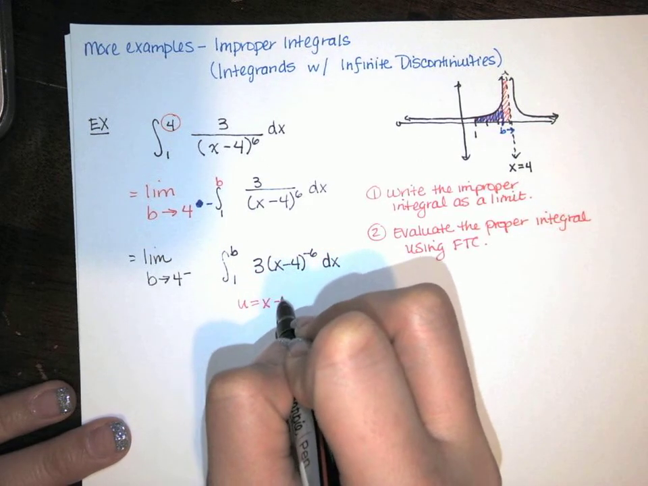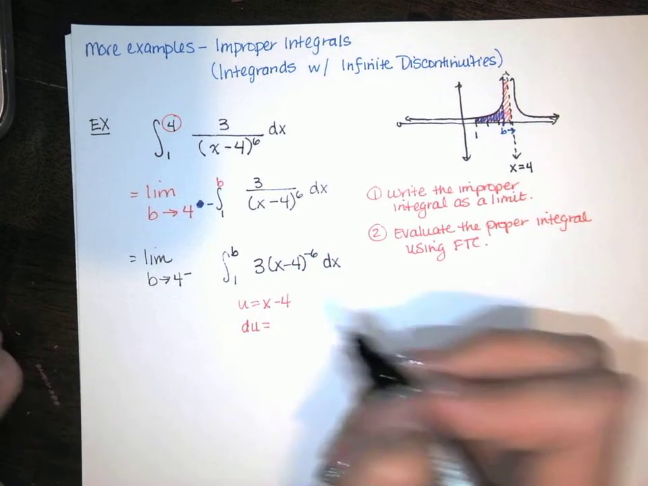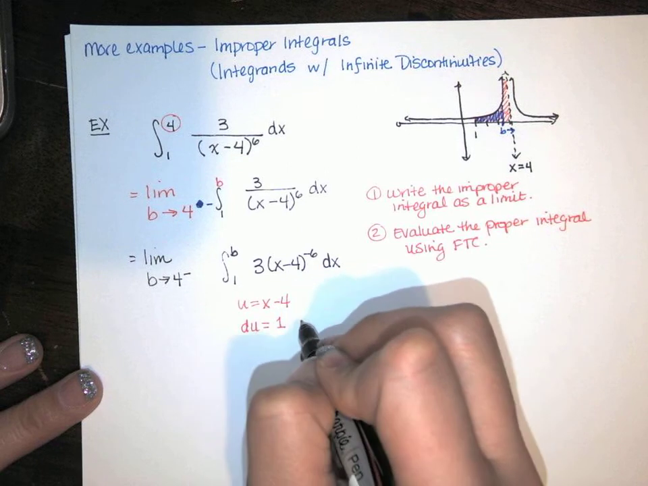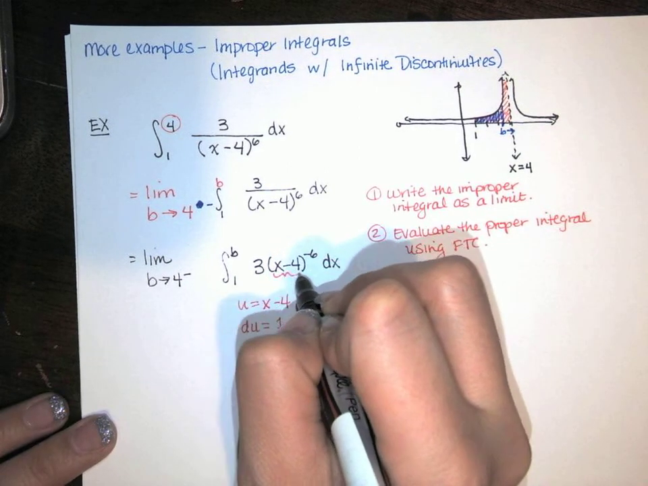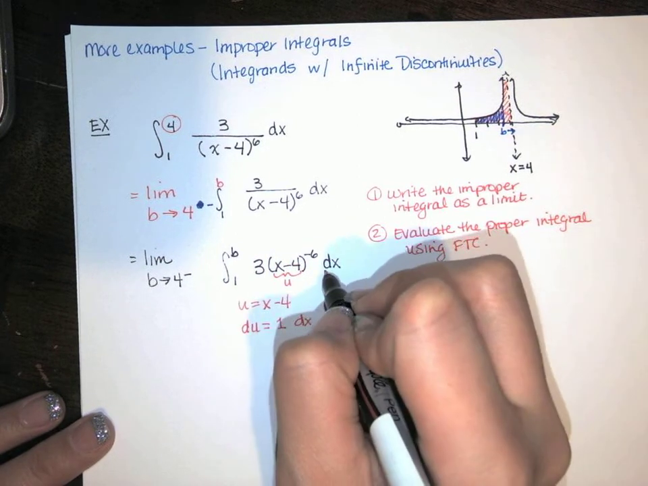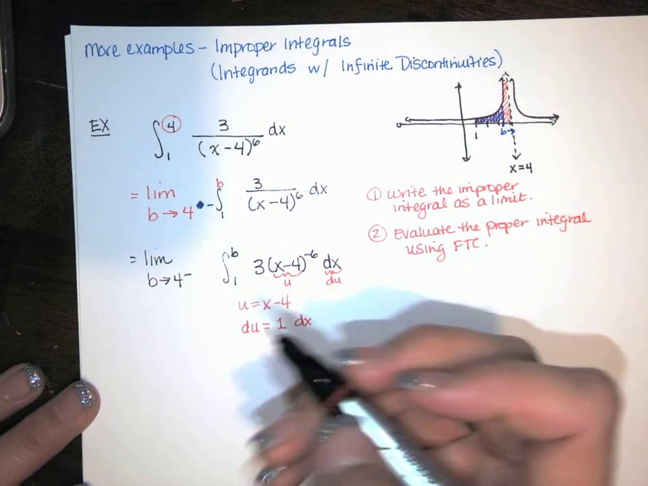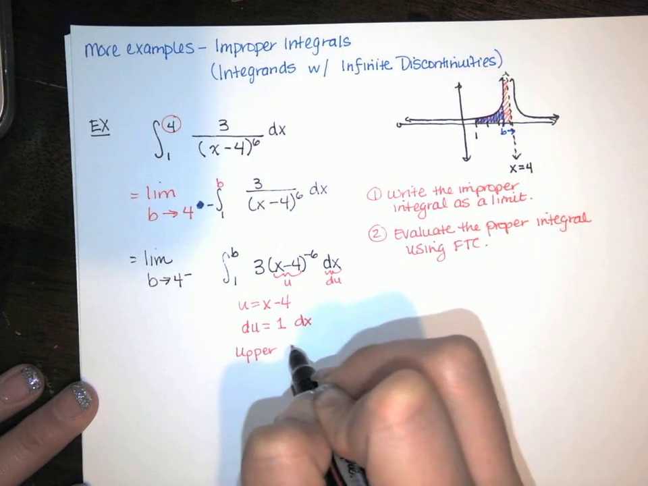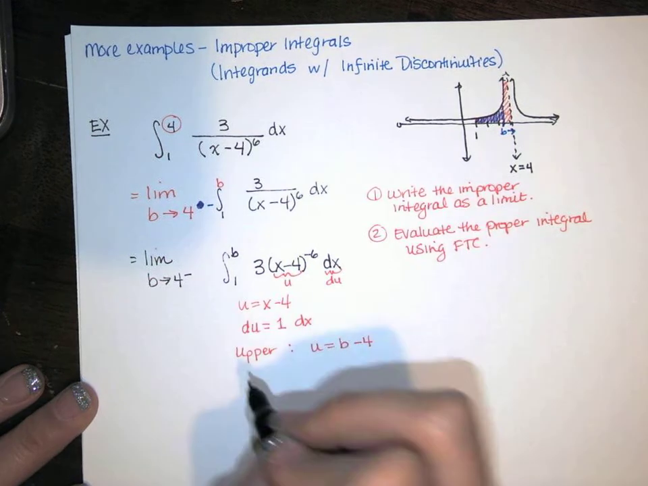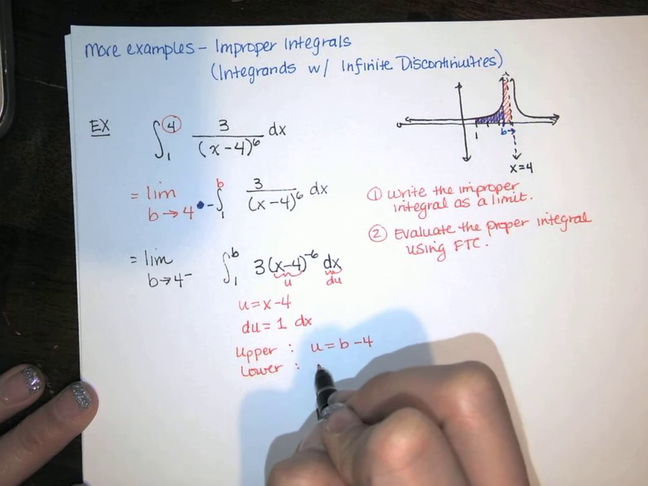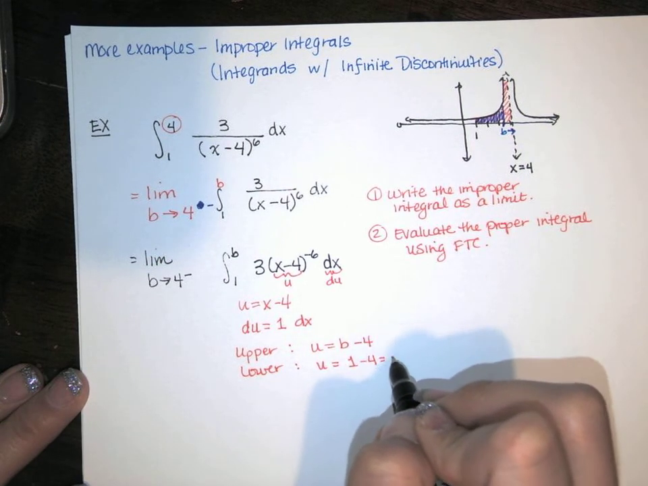So I'm going to let u equal x minus 4 and then compute its derivative. Well, the derivative of x minus 4 is 1. So I have 1 times dx is du. So all of this can be written in terms of u. That's 3 u to the negative 6, and dx is du. Now I just need new bounds. For the upper bound, you replace x with b, and you get u equals b minus 4. For the lower bound, you replace x with 1, and you get u equals 1 minus 4, so that's negative 3.